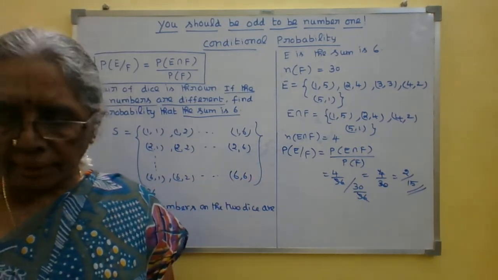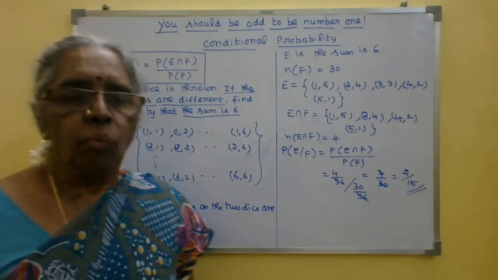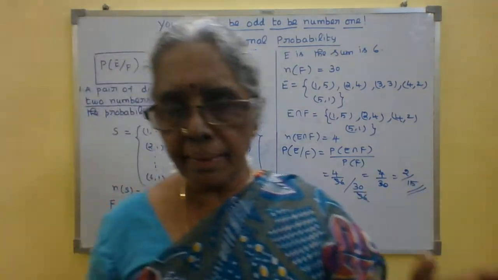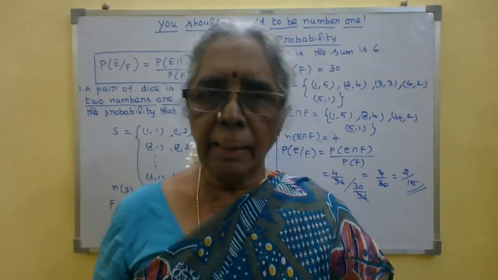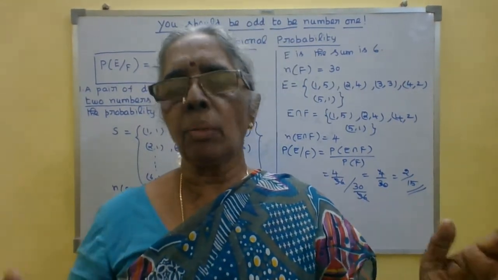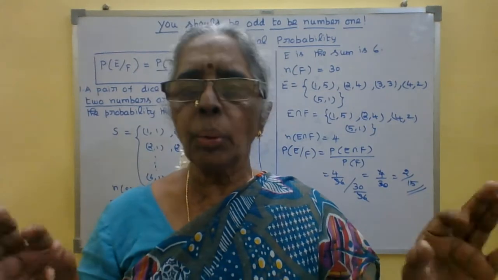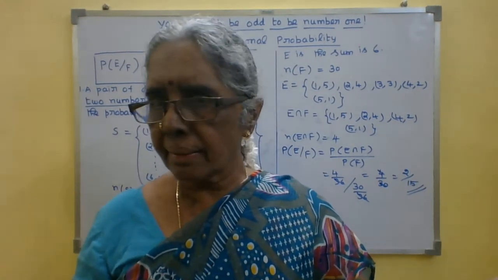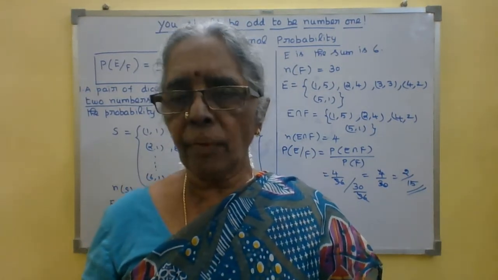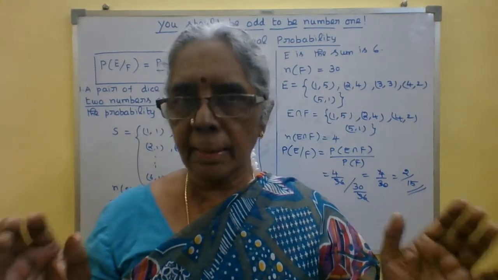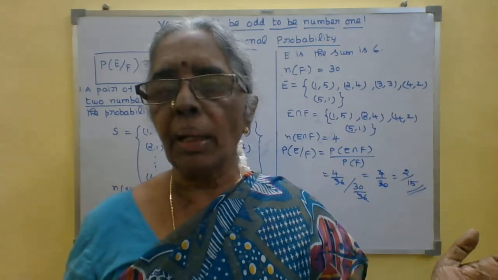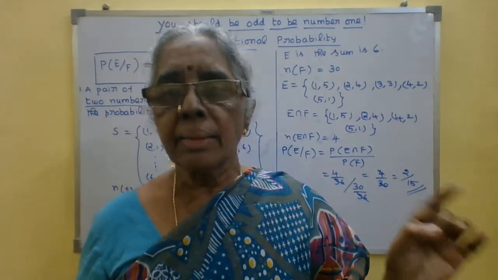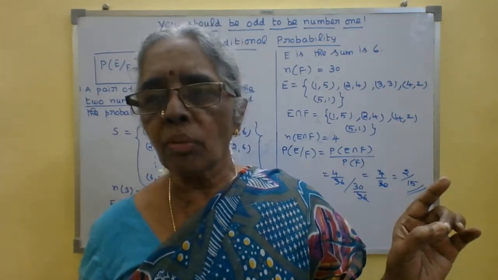So here in this conditional probability, what is important is read the sum, what is the experiment and what is the sample space. Then find what is your E and what is your F. Once you know that E and F, then things are easy. Then you can find that n of F. You can find that what is that E and E intersection F, and then you can apply the formula and find it. Okay, is it clear to you? Let me do one more sum to you.